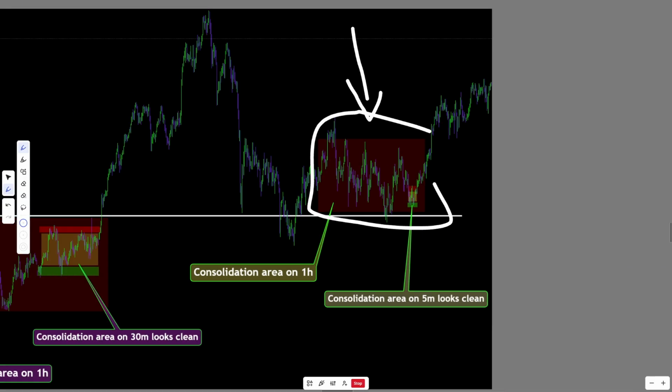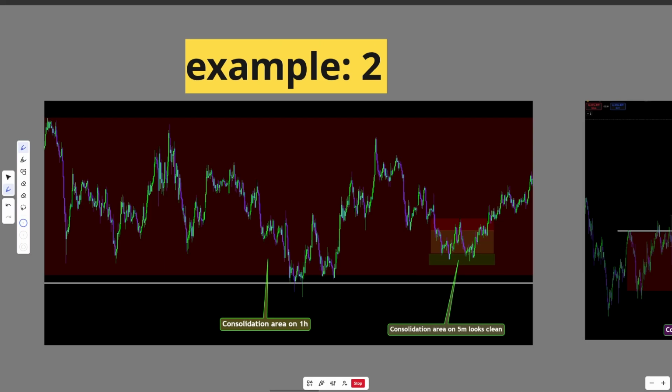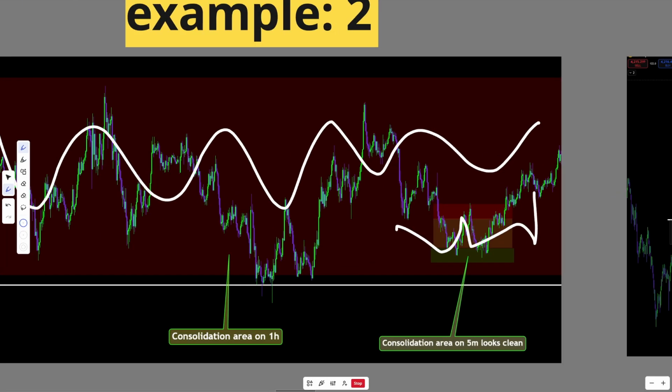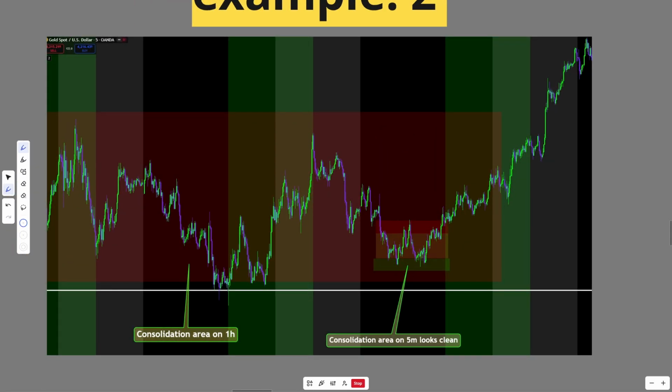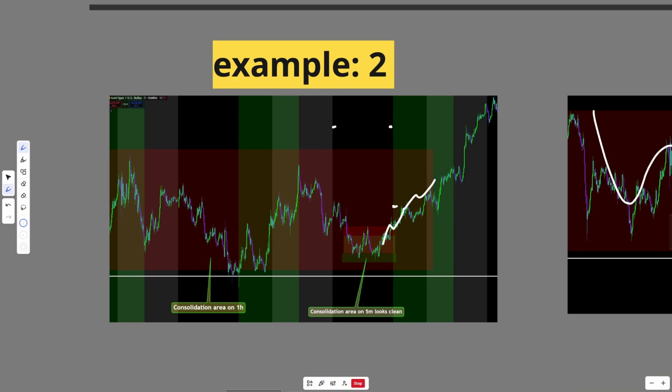Okay, so this was on the 1 hour and this mini consolidating was on the 5 minutes. So here we have a bigger picture. This is all on the 1 hour. This is on the 5 minutes. So here on the 5 minute, it was in the Asia session. Okay, so from this area to this area is the Asia session. And then when London opened, it did break the mini consolidating and then it started to go up. And also it did break the big consolidating on the 1 hour time frame.